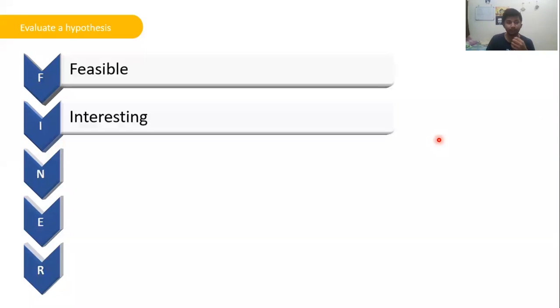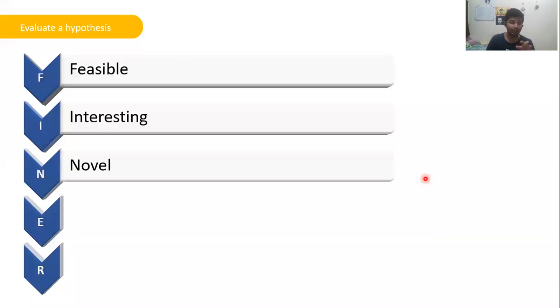Then comes interesting. As said, there are n number of things that you can research about, but not everything is interesting. Whatever you are coming up with, you have to make sure that it is something that interests you, and also interests other people. It arouses the interest of other researchers and other medical professionals. It has to be interesting. So one thing you can ask yourself is, is my research question something that I'm curious about, or is it something that others might care about?